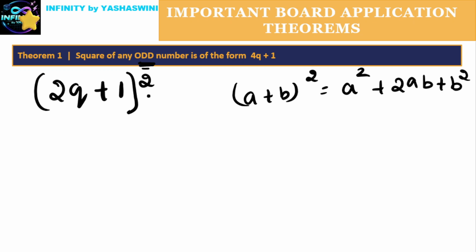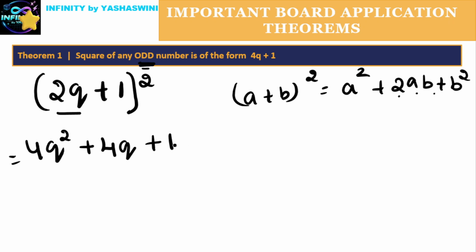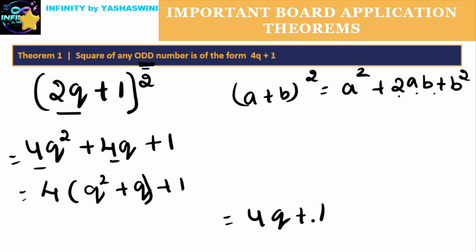So according to this, (2q plus 1) whole square is (2q) square, that means 4q square, plus 2ab: 2 into 2q is 4q, 4q into 1 is 4q, plus 1 square, that is 1. So in this, what is common here? 4 is common. When you take 4 as common, it becomes q square plus q plus 1. So 4 of (q square plus q) plus 1. Therefore, the square of an odd number is always of the form 4q plus 1.